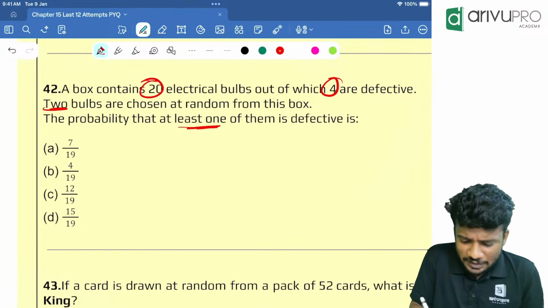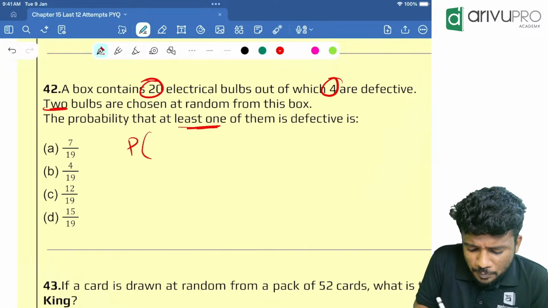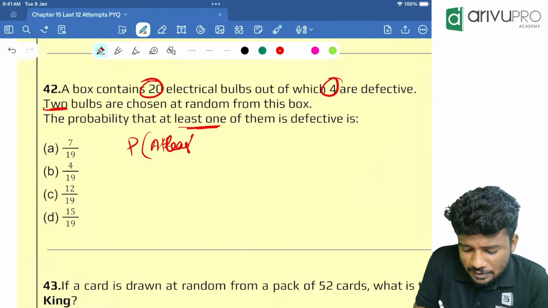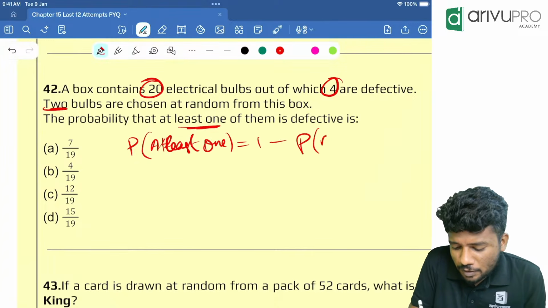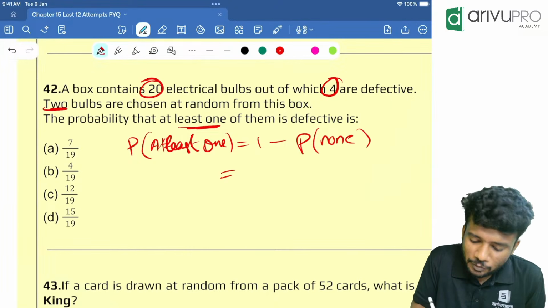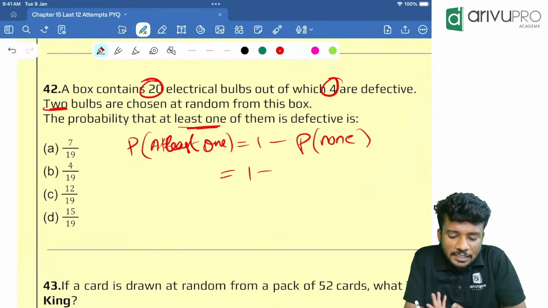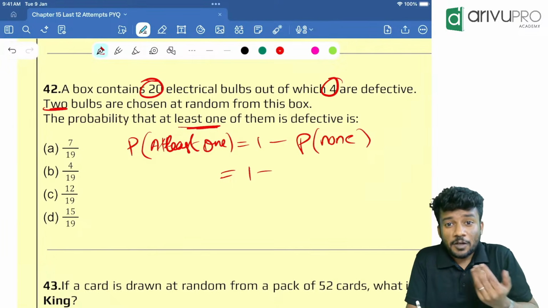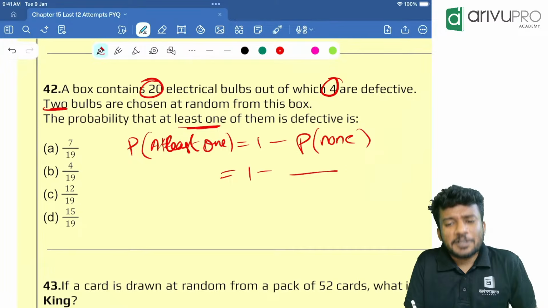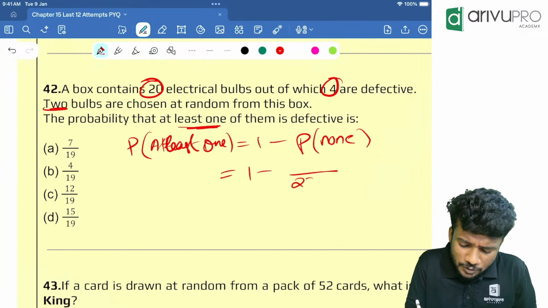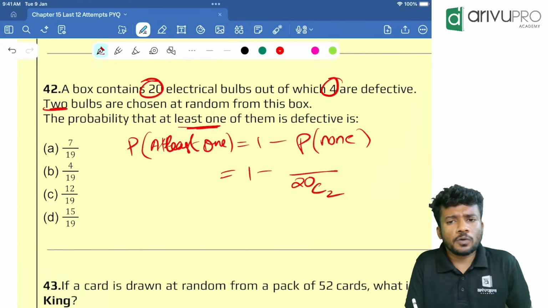So at least one of it is defective. Always we can write it as P of at least one. Remember this always. I am writing the step. At least one can be written as 1 minus P of none is defective. None is defective means whatever I am choosing is not at all defective. Denominator: how much are there in total? From 20 bulbs, I am choosing 2 bulbs.